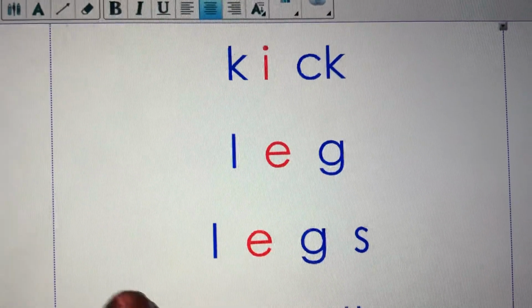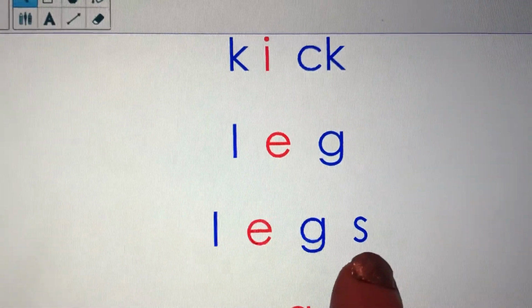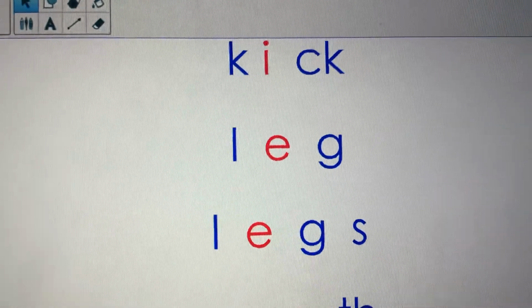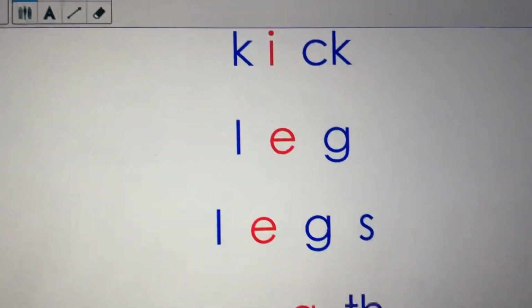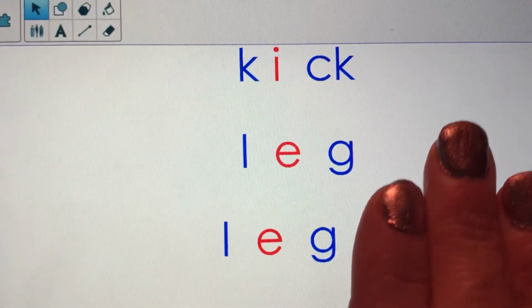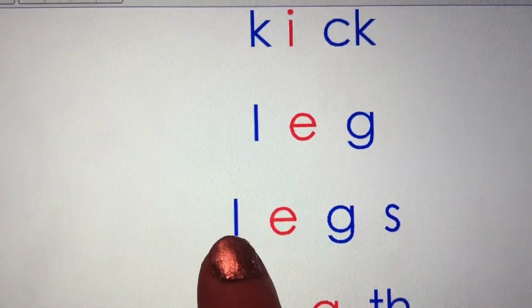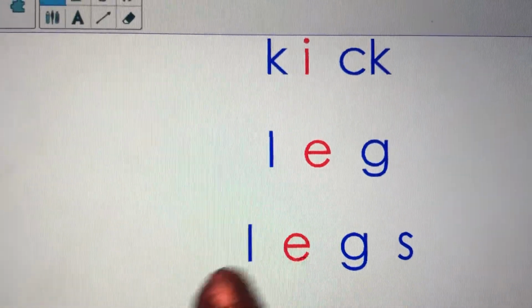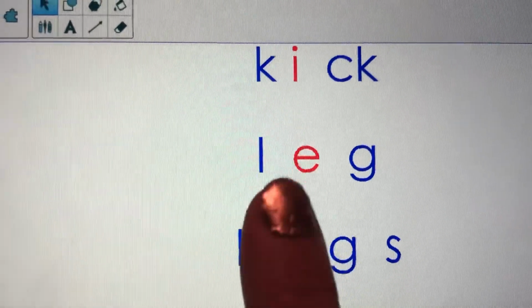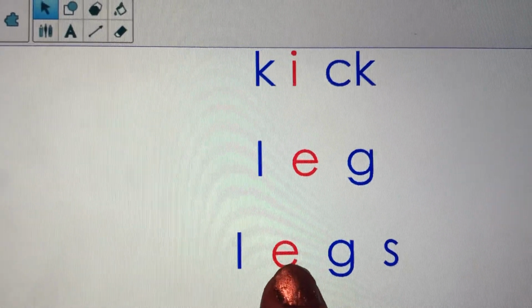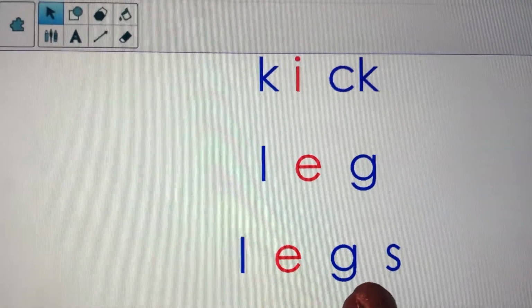So the base or the root word is a word without the ending, which could be an S. Sometimes it's ES, sometimes it's ING, sometimes it's ED. So we're going to pretend like the S isn't even there, and just focus on the root part of the word, the base word. Let's use the additive, or the add on the ending strategy that we just practiced. Here we go. L, e, leg. Now say the whole base word together.